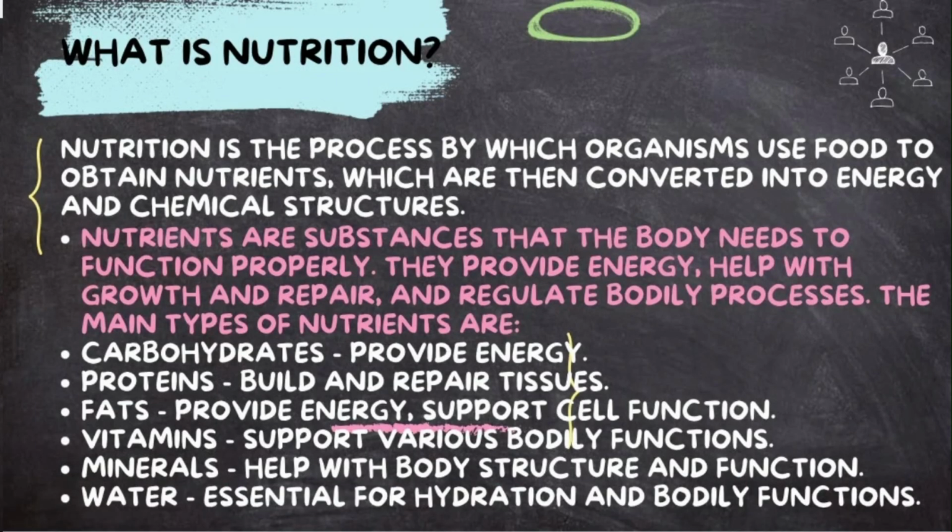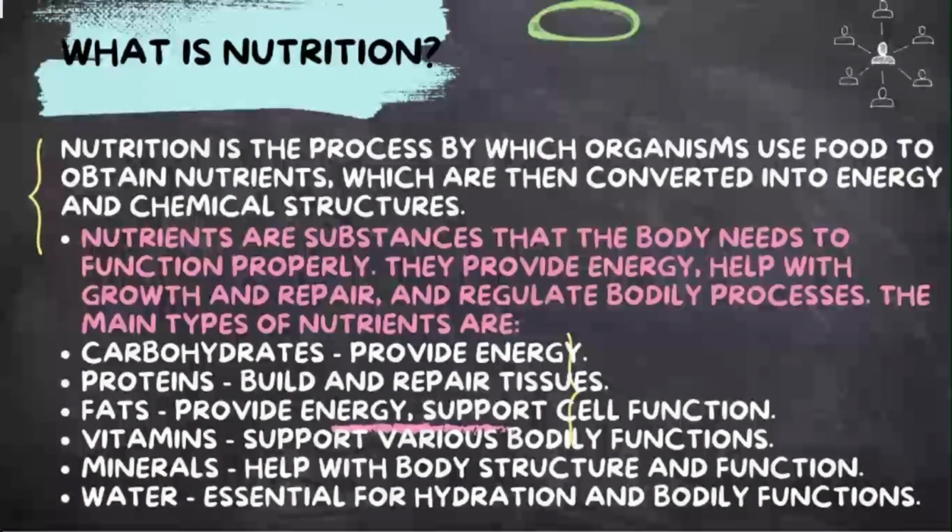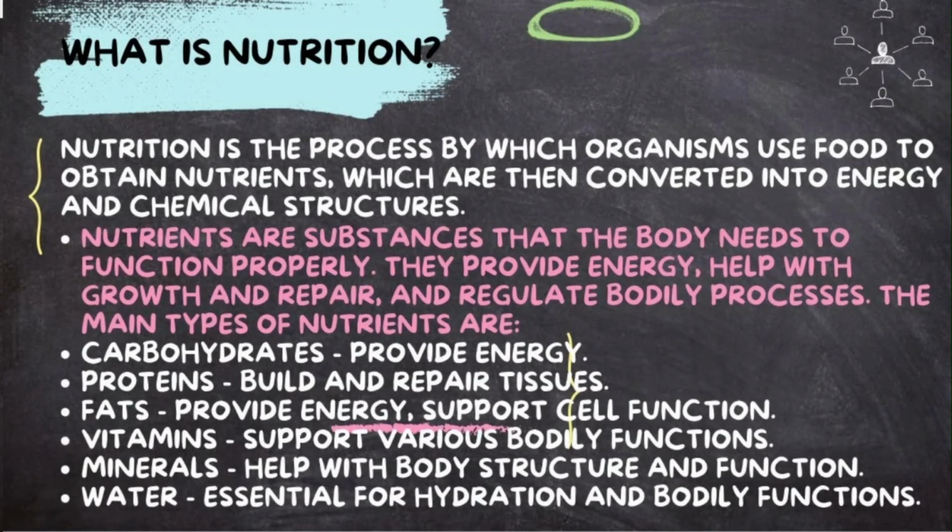Now let's talk about nutrition. Basically, it's where plants obtain nutrients and then convert it into energy. That's basically what nutrition is. And it's essential for the human body. We need it to function properly, it gives us energy, functions in growth and repair, rebuilds tissues, a lot of stuff. So carbohydrates provide energy, proteins build and repair tissues, and fats also provide energy.